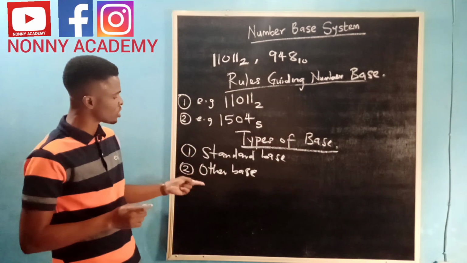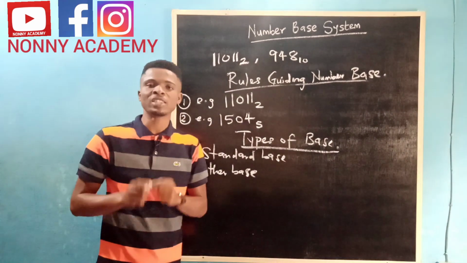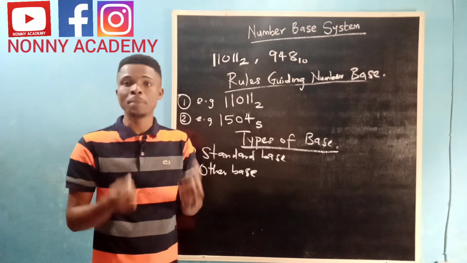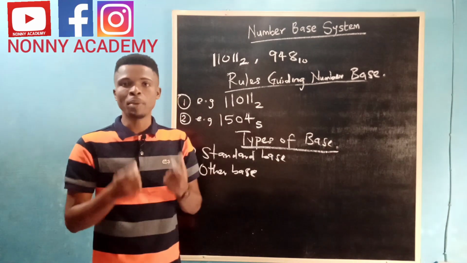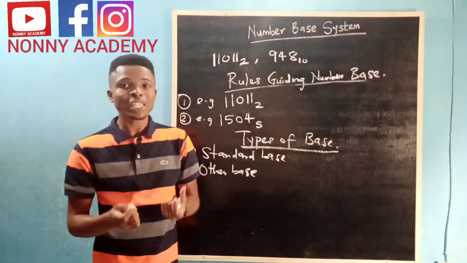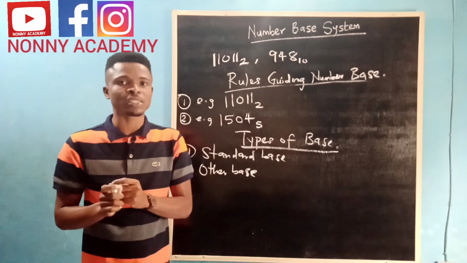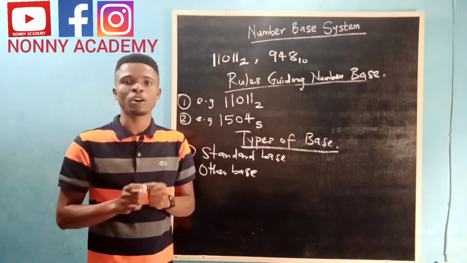Now the second one we say is other base. Other base are base that are not base 10. For example, base 2, base 3, base 4, base 5, base 12, base 16. Any number that is not in base 10 is a number in other base.